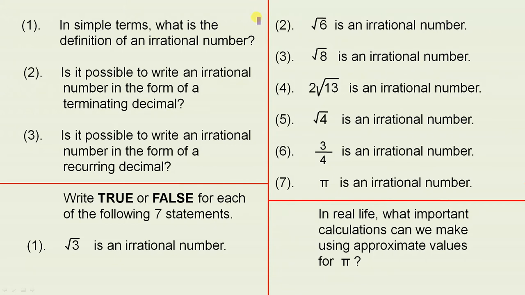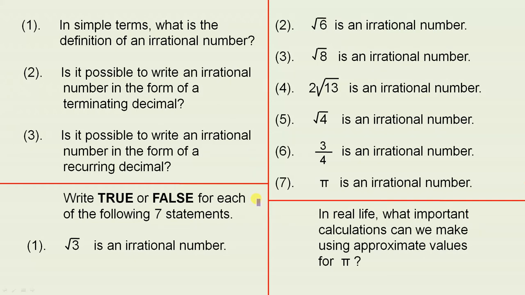Number 1. In simple terms, what is the definition of an irrational number? Number 2. Is it possible to write an irrational number in the form of a terminating decimal? Number 3. Is it possible to write an irrational number in the form of a recurring decimal?